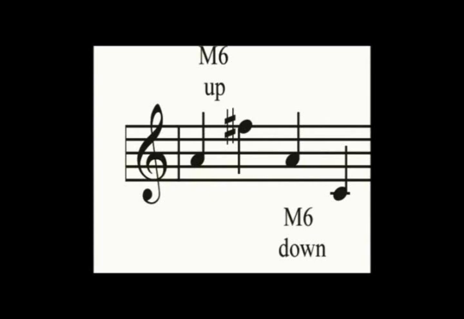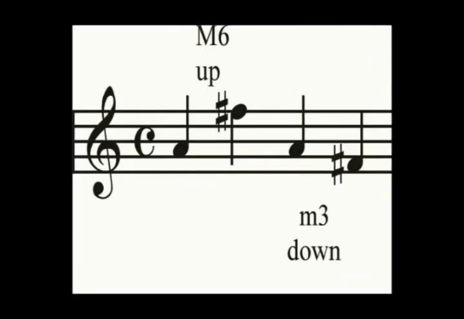A major sixth up is a major sixth. A major sixth down is a minor third. A up to F sharp and A down to C. And then you see a major sixth up is the same note as a minor third down.